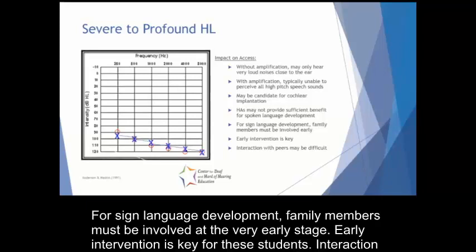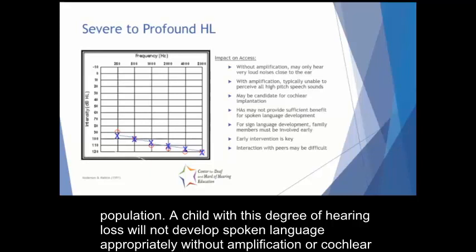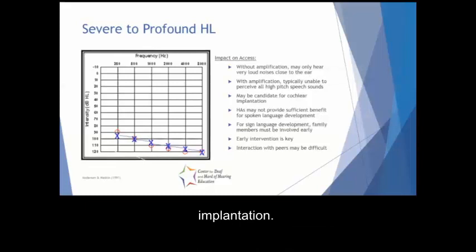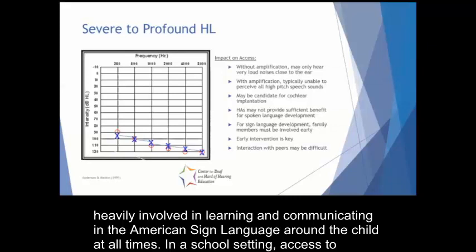For sign language development, family members must be involved at the very early stage. Early intervention is key for these students. Interaction with peers may also be difficult. If the family's communication goal is listening and spoken language, early intervention is crucial for this population. A child with this degree of hearing loss will not develop spoken language appropriately without amplification or cochlear implantation. Should a visual language be chosen as the primary communication mode, such as American Sign Language, it's important that the family is heavily involved in learning and communicating in American Sign Language around the child at all times.